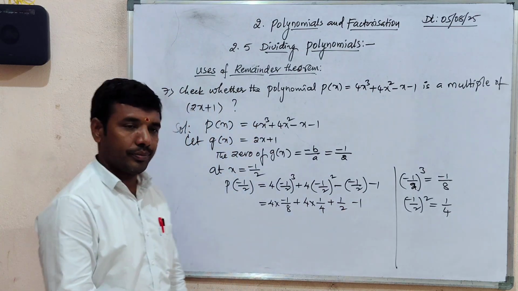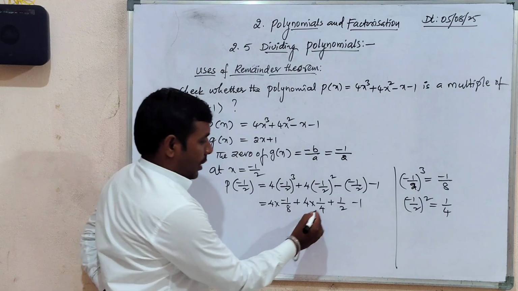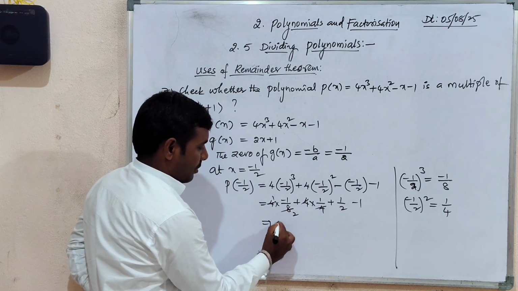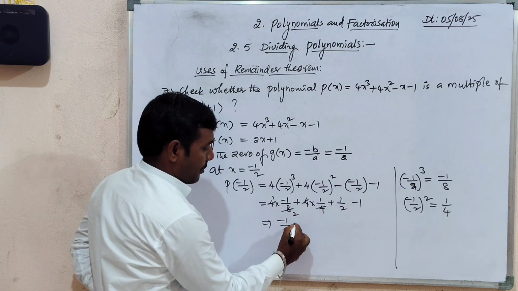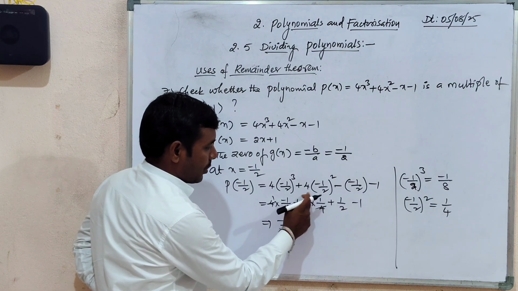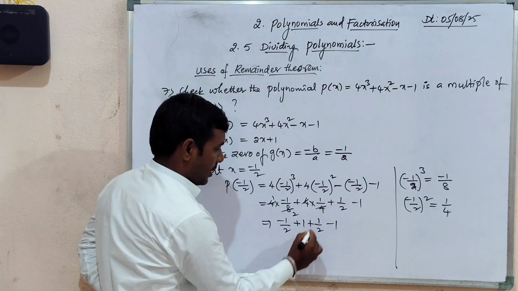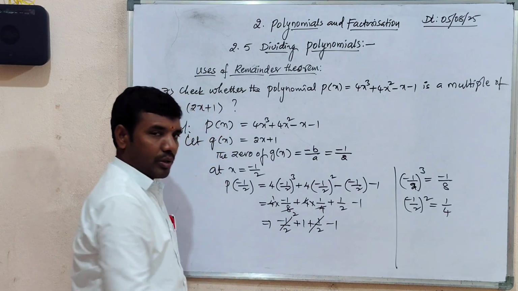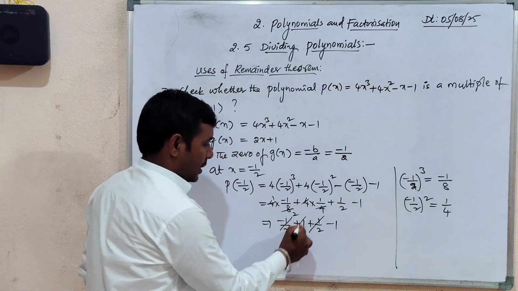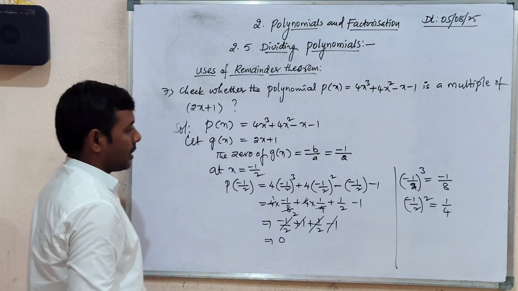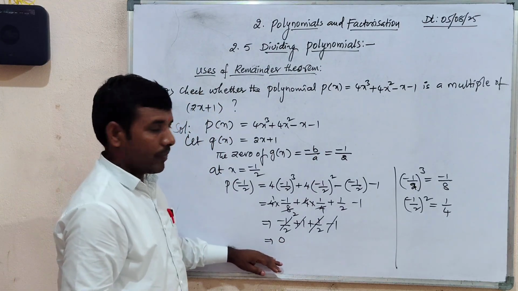Okay students. Right, 4 and 4 cancel. 4 ones are 4, 4 twos are 8. What is next: minus 1 by 2 plus 1, plus 1 by 2 minus 1. Plus 1 by 2 minus 1 by 2 cancel, plus 1 minus 1 cancel. What is the final result? It is 0.